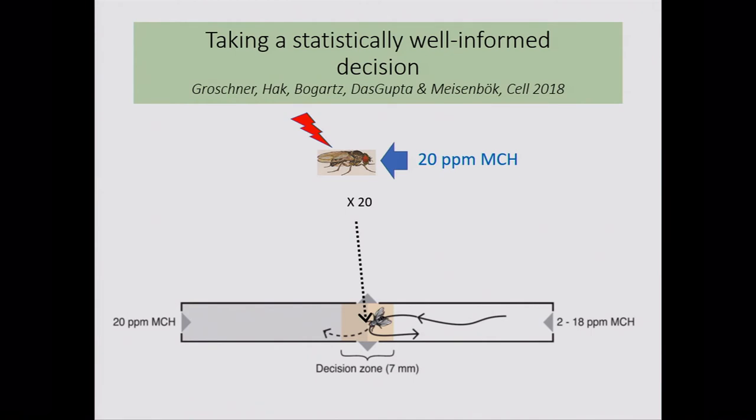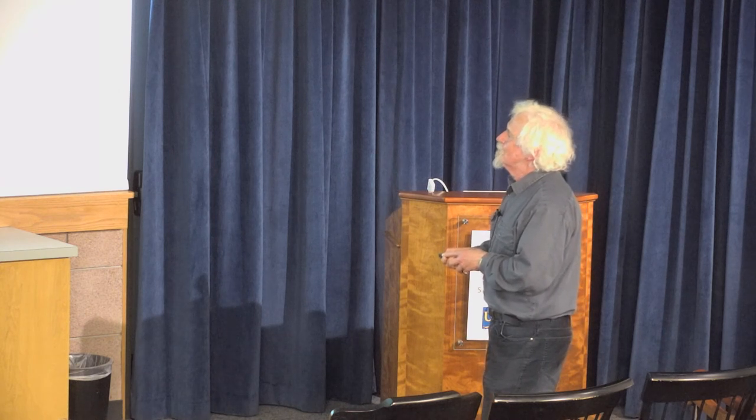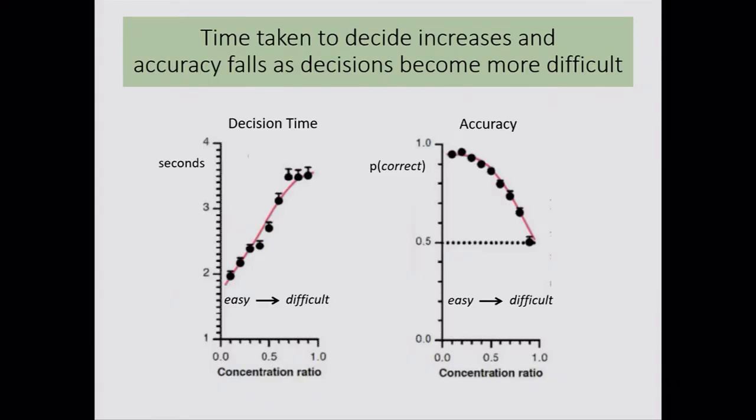And they placed them in a chamber where there was 20 parts per million of MCH coming in the airflow in one direction, and a lower concentration, between 10 and 18 parts per million, coming in the opposite direction. And the fly would hover around in this decision zone, and it would then move off to either end. And what they found was that the time that the fly took to make its decision went up as the decision got more difficult, as the ratio between the concentrations in the two ends approached one, and there was no difference. The fly took more time. And as it became more difficult, the accuracy of the response went down.